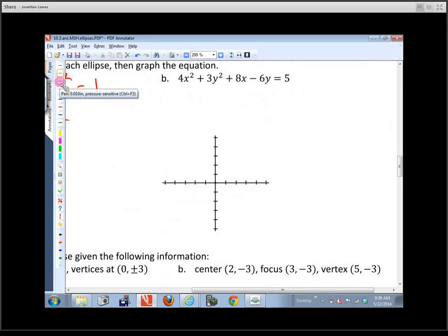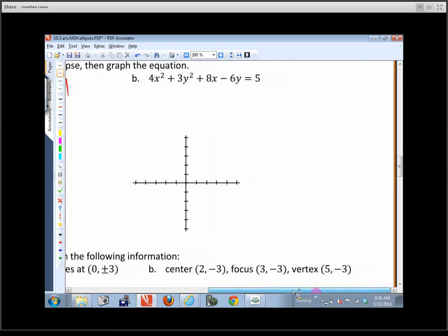That one already had a perfect square with x and a perfect square with y. This one does not. So on this one, we're going to have to complete the squares. So this gets a little bit interesting because yesterday we did some completing the square, but they were very easy because the leading coefficient was 1. So let's talk about how we do this.